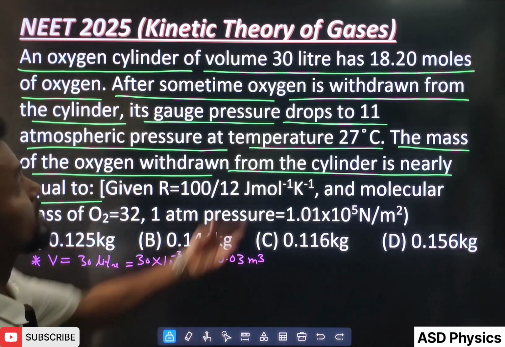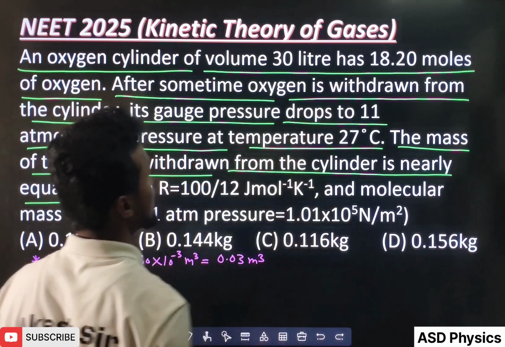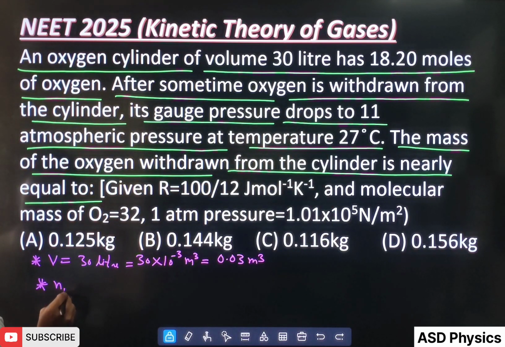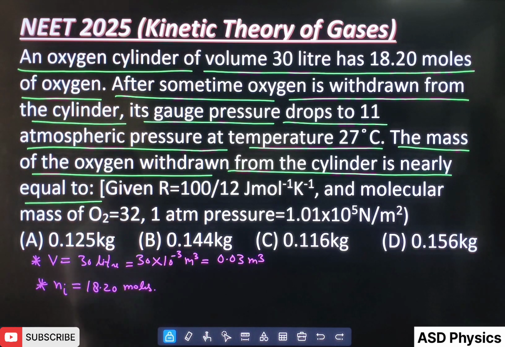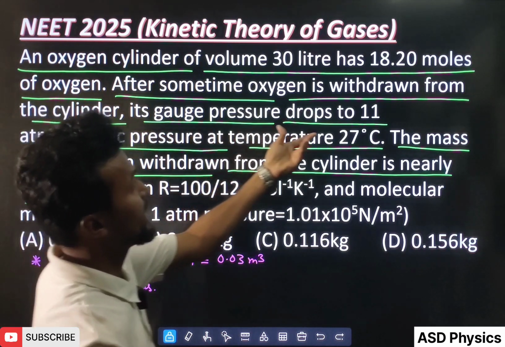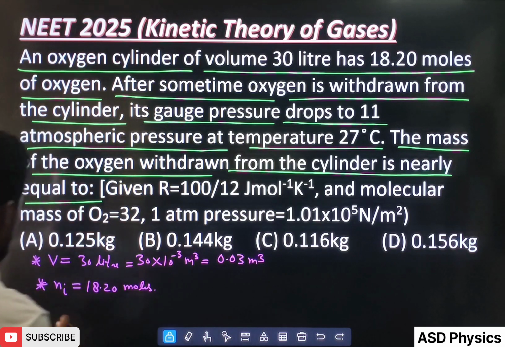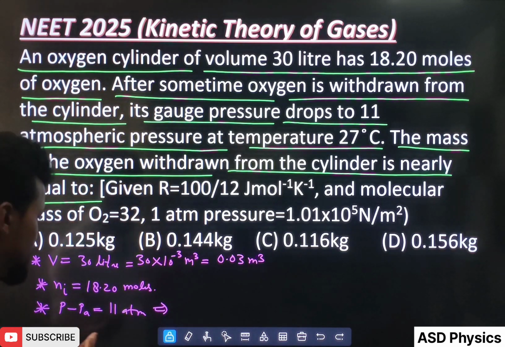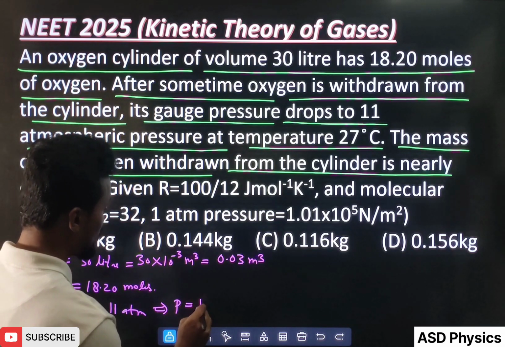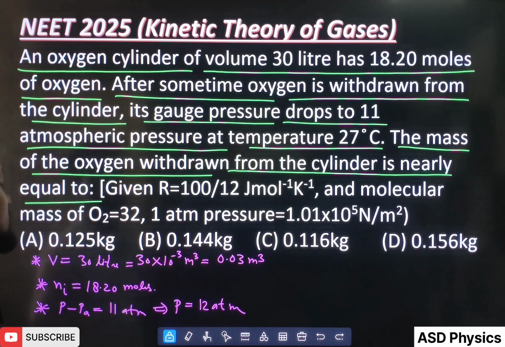Okay, volume is completed. Initial moles, how much is given here? You can see very well, 18.20 moles. Initial moles, Ni is given here, 18.20 moles. Okay. Now, after that, what is given here? You can see, next one, gauge pressure. 11 atmospheric pressure, gauge pressure. You know very well, gauge pressure means absolute pressure minus atmospheric pressure is called the gauge pressure. It is given 11 atm. PA how much here? 1 atm. So 11 atm plus 1 atm, it will become 12 atm. Is it? Gauge pressure is 11, P minus PA is 11. So P will become 12 atm.